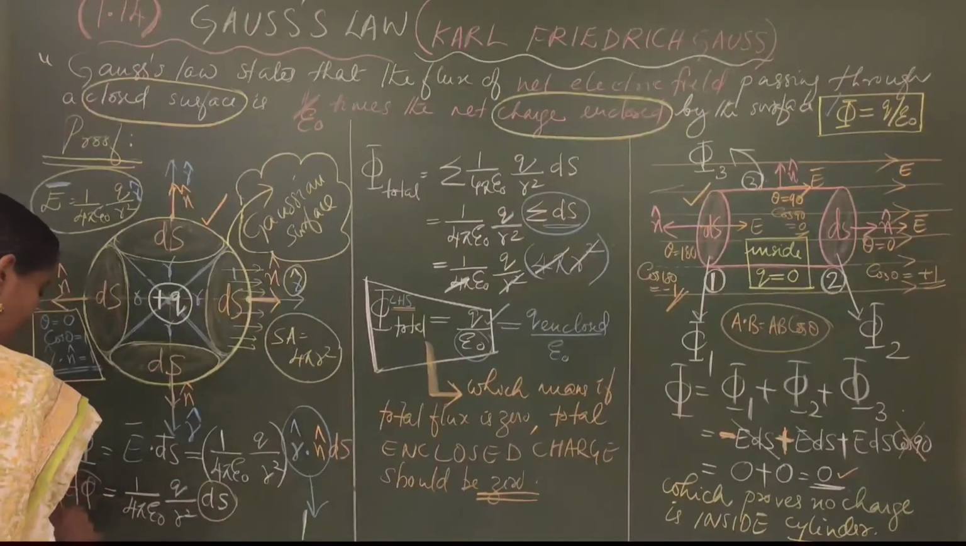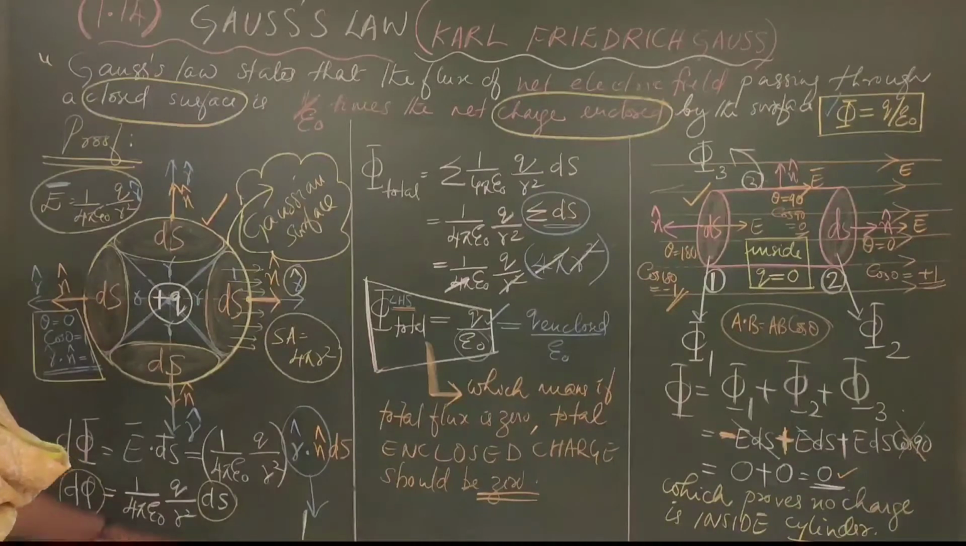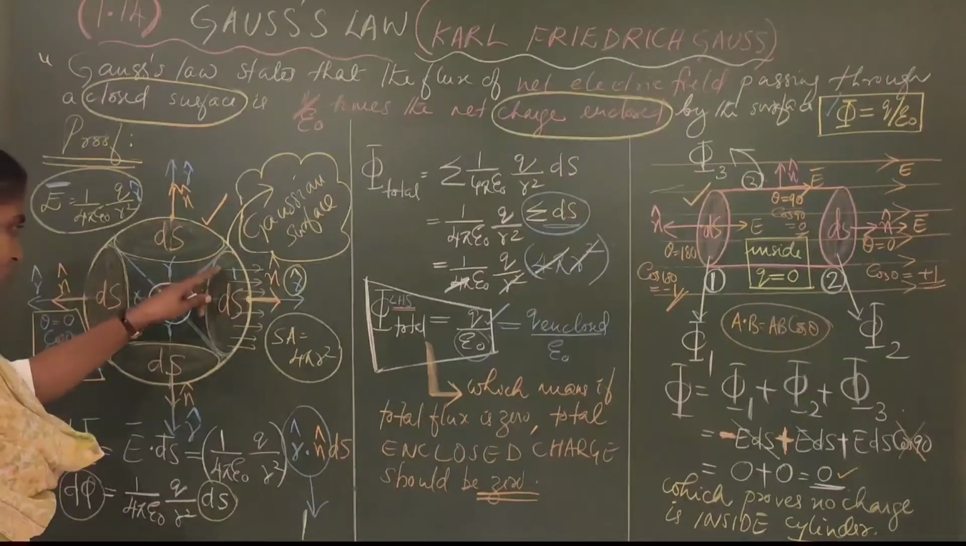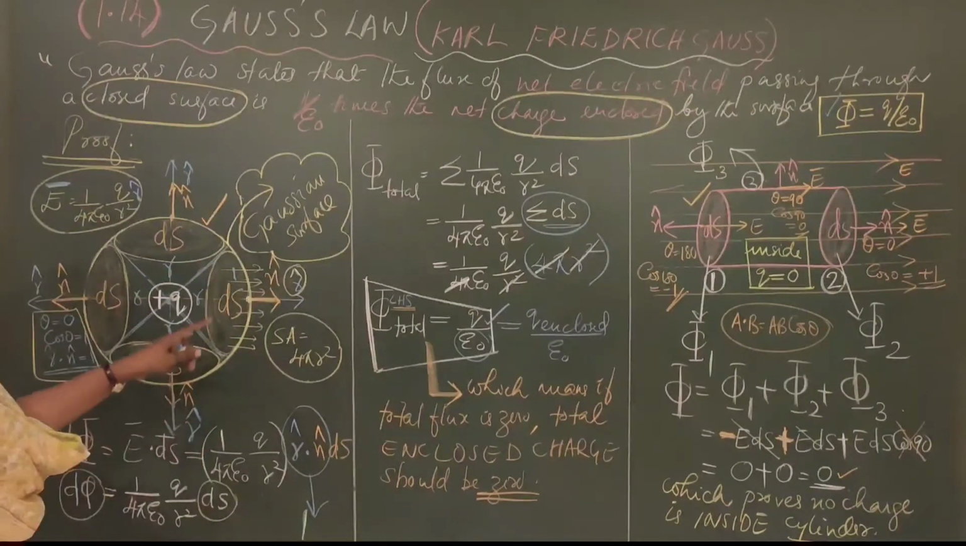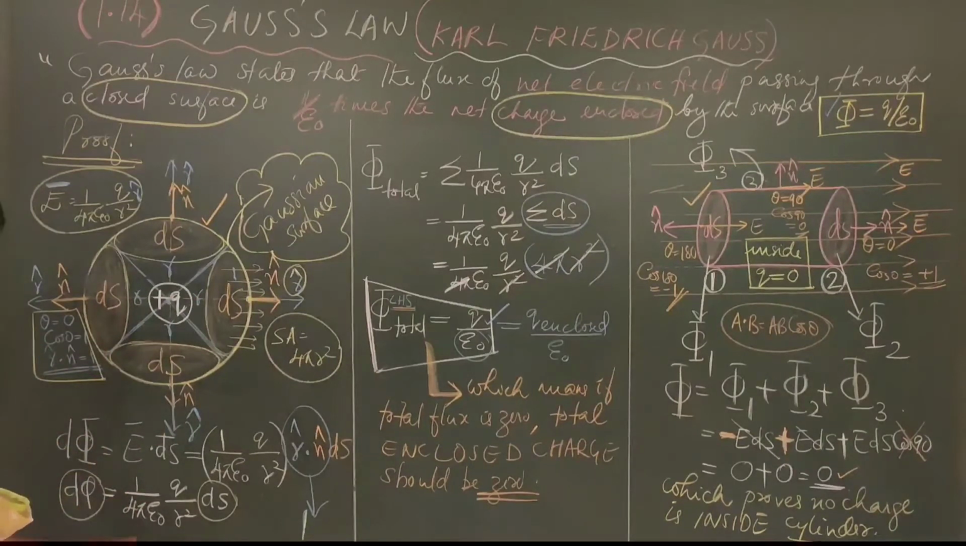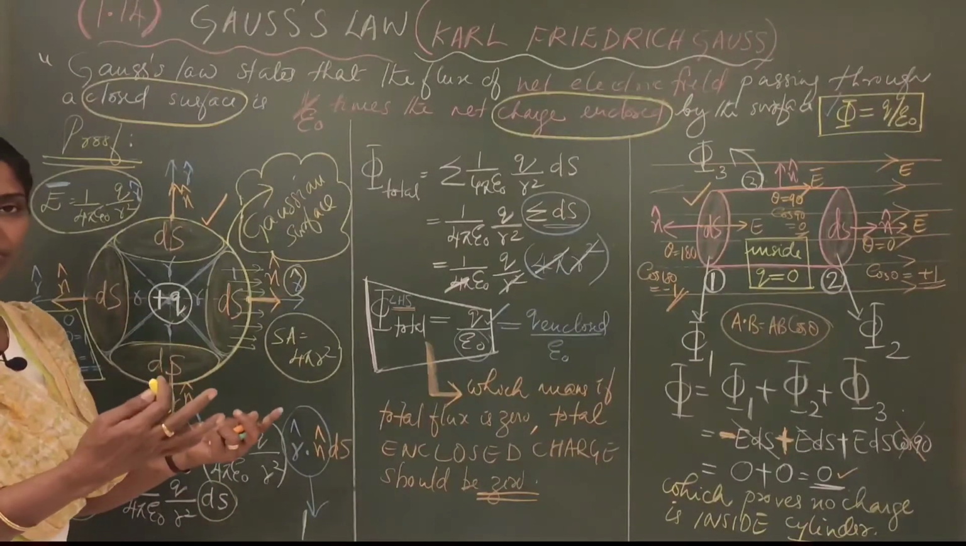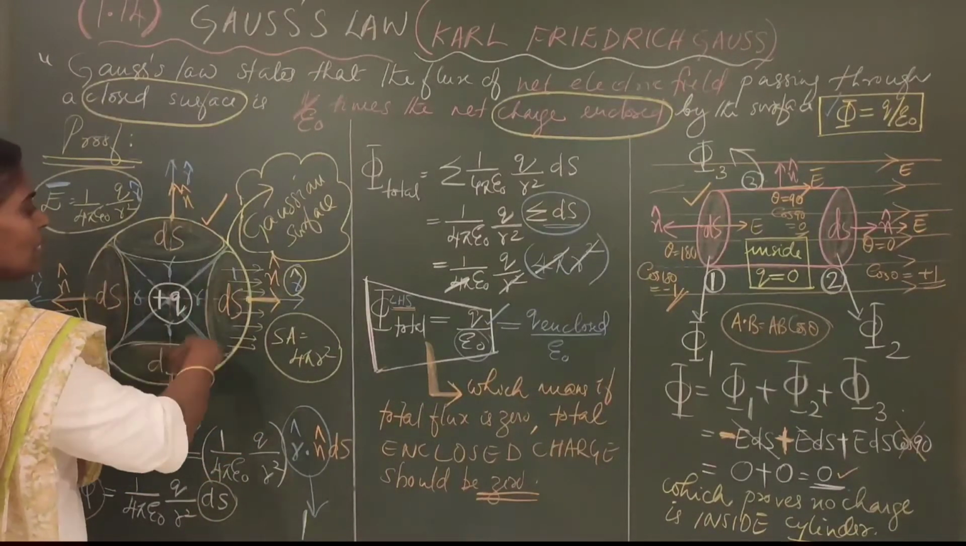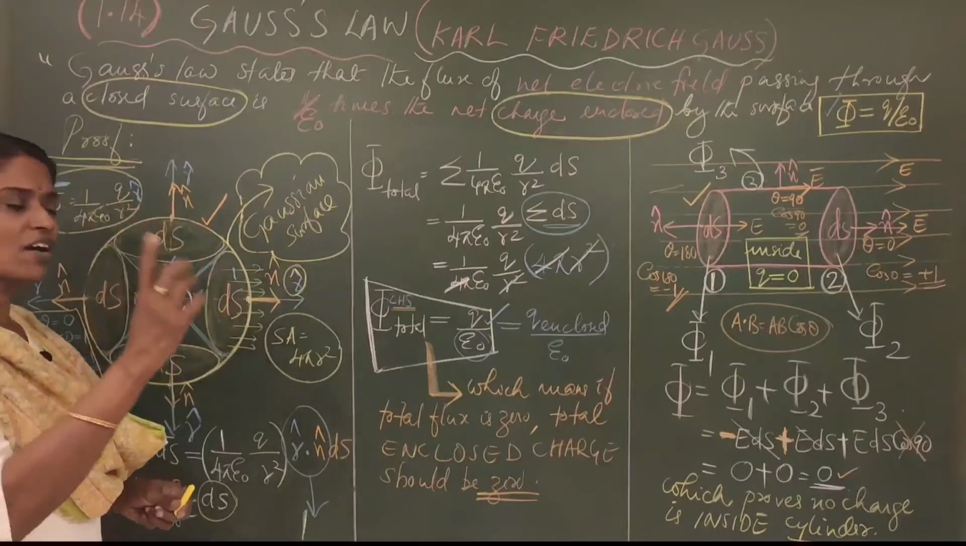So what is d phi through the ds area? Through this area alone, a single ds, d phi equals 1 by 4 pi epsilon 0 q by r square ds. Clear? Now how many such areas do we have? We have a lot of ds put together, and then you will have 4 pi r square.